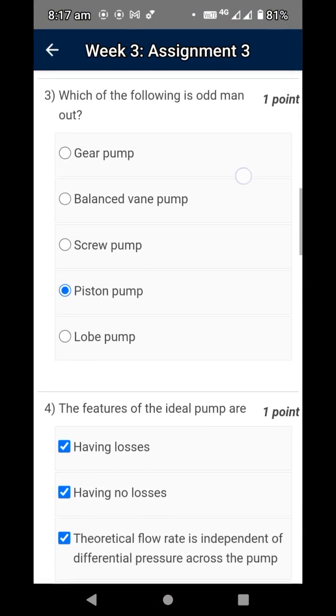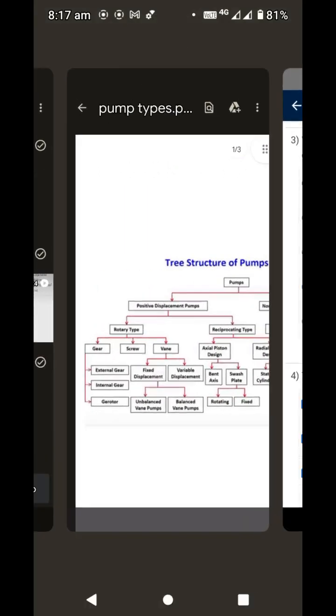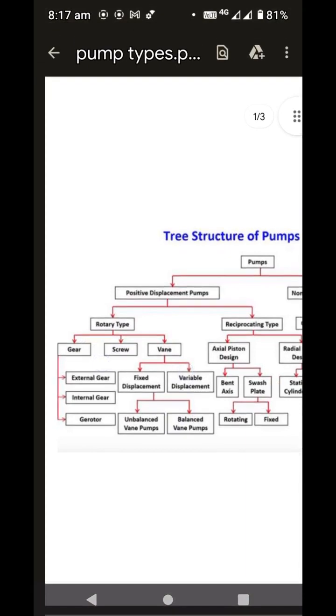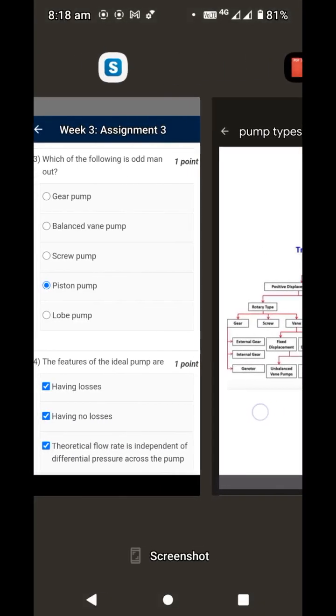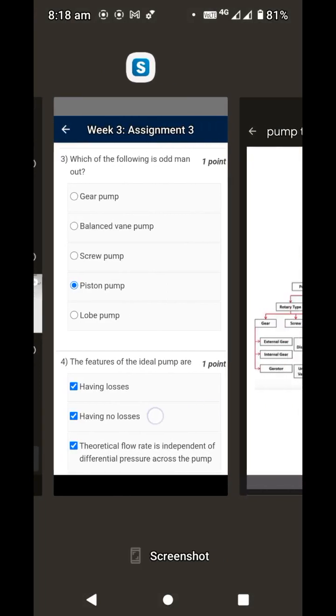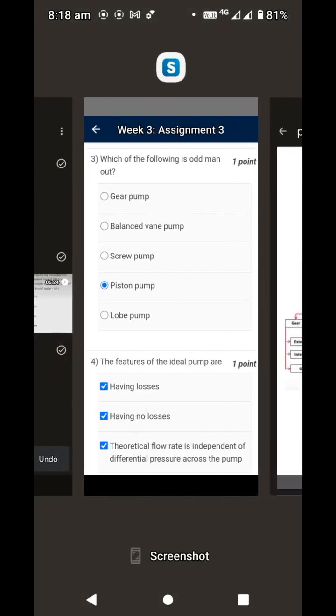Question number 3. Which of the following is odd man out? Odd man out means the one which is different compared to all 5 options. In the case of gear pump, vane pump, screw pump, and so on, check out here: gear pump, screw pump, vane pump. Gear, screw and vane are all positive displacement.